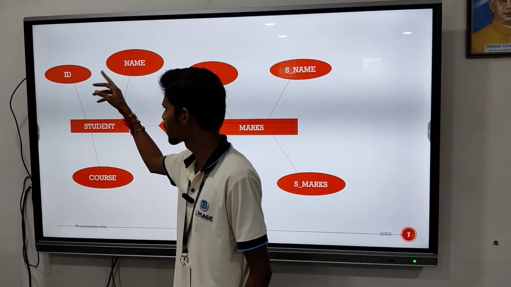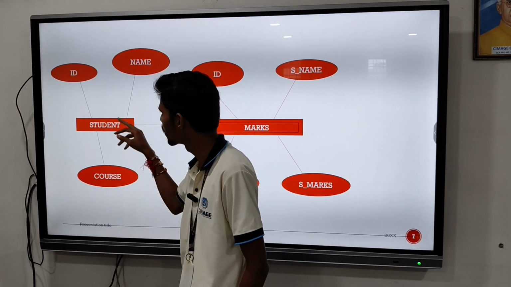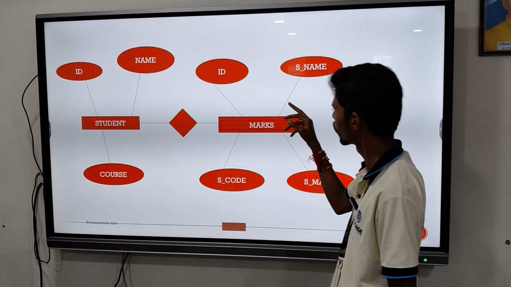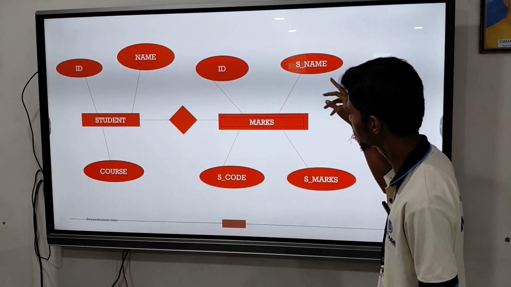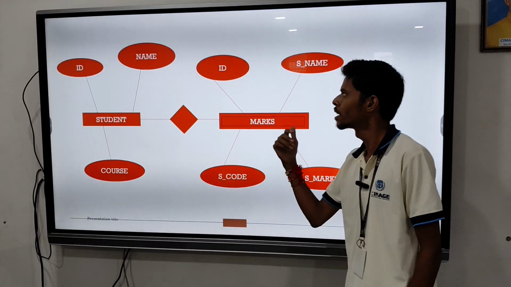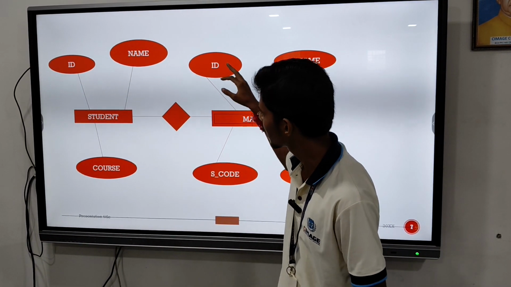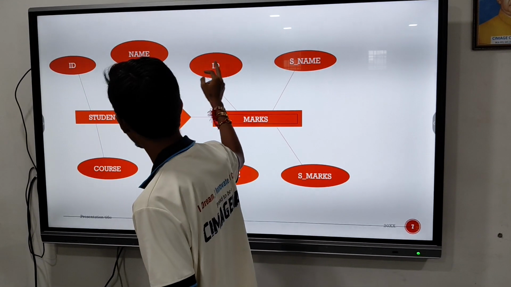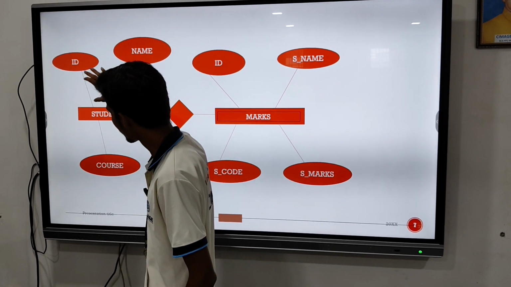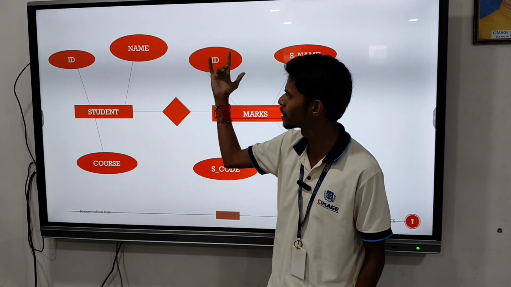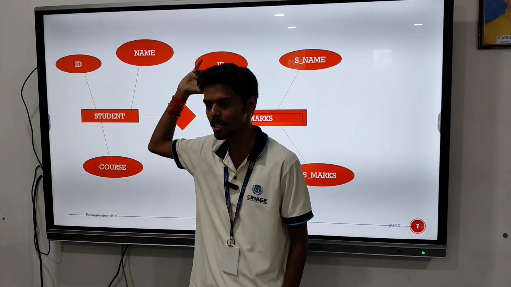Here are three attributes, ID, name, and course, which are represented by oval shapes. And here four attributes, ID, subject name, subject code, and subject what, which are also represented by oval shapes. And here the student ID is defined as a primary key, and here marks ID is correlated with this ID, so this is a foreign key.